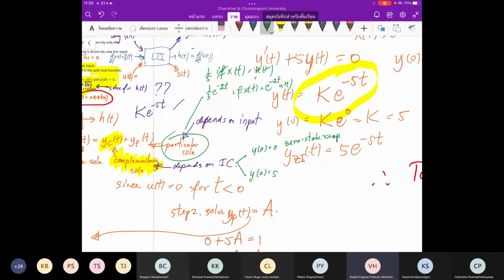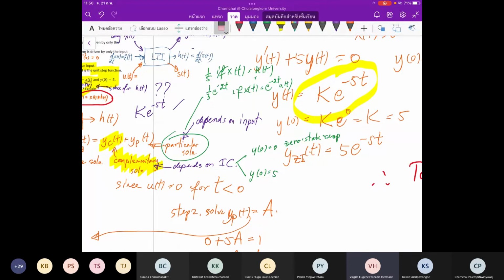Okay, when y0 is equal to 5, it is not the zero state. But when y0 equals 0, it is the state response only if xt is equal to 0. No, no, no. Xt is not 0. Xt is anything, right? If you want to find the zero input response, you have y0 equal to some values, and xt equal to 0.